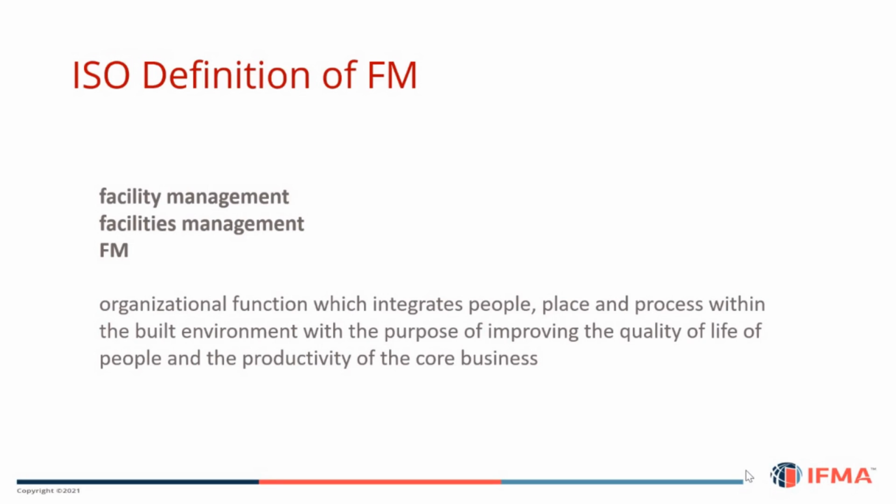So step number one was to define FM as an organizational function that integrates people, place, and process within the built environment with the purpose of improving the quality of life of people and the productivity of the core business. And it is important to understand that the core business can be anything from a manufacturing entity, technology business, data centers, healthcare or life sciences, public institutions, government agencies, educational facilities, corporate, or even transportation. Each of these vertical industries has a core and very different business mission.